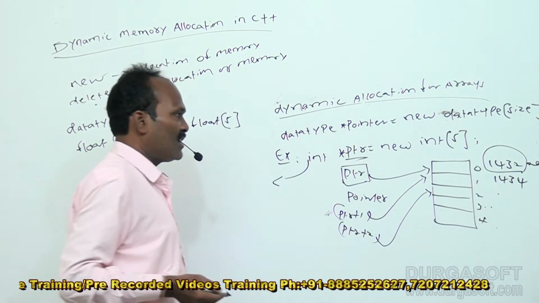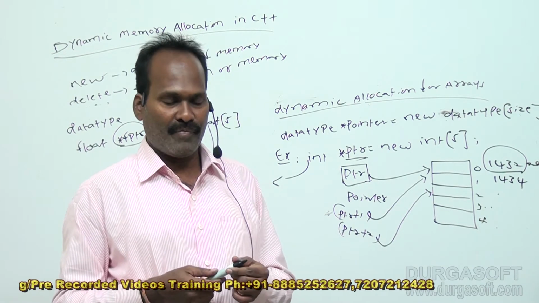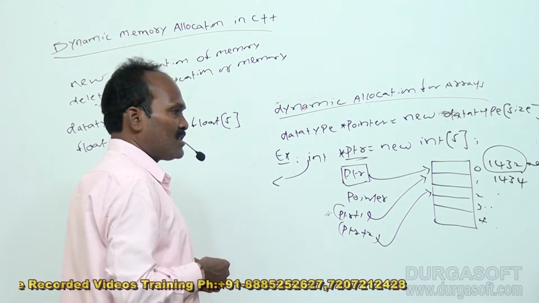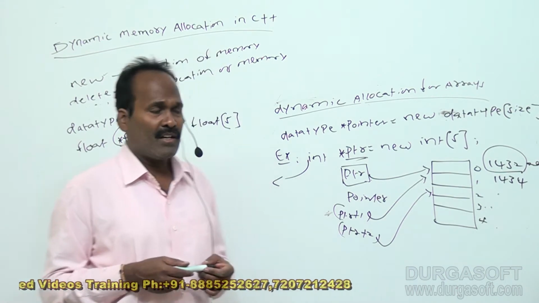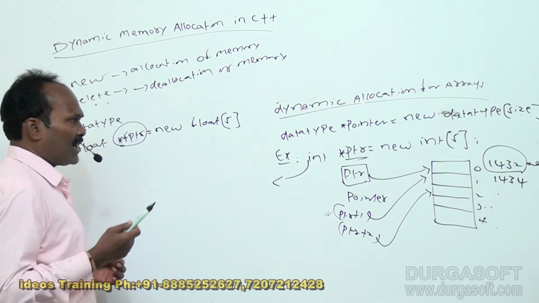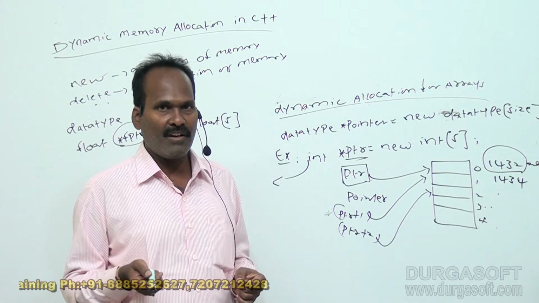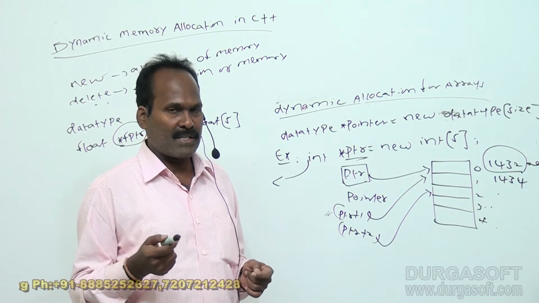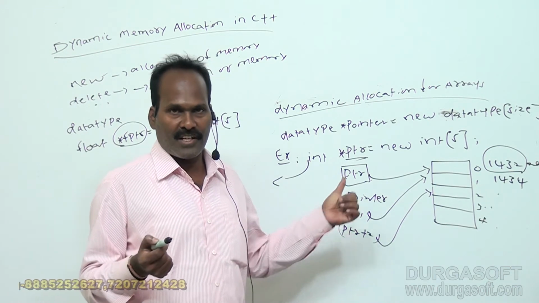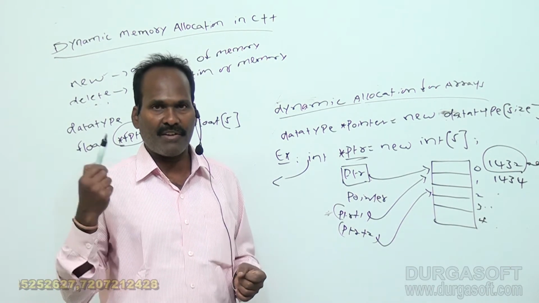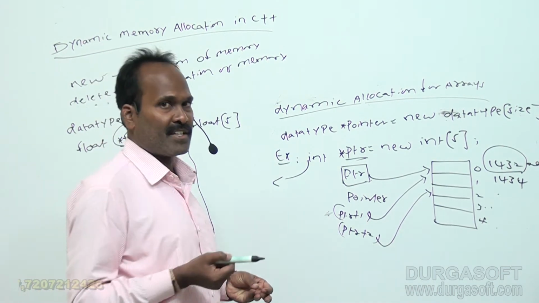Suppose in some cases the operating system may not allocate the requested amount of space. In that case, an exception is raised. Frequently the operating system may not allocate that amount of requested space. So in such cases C++ raises an exception. An exception will be raised by the C++ compiler whenever the requested amount of memory is not allocated by the operating system.